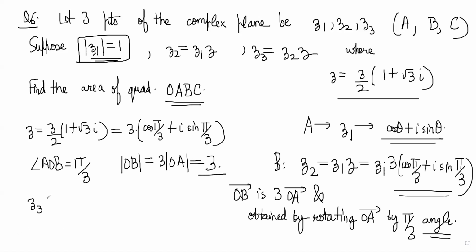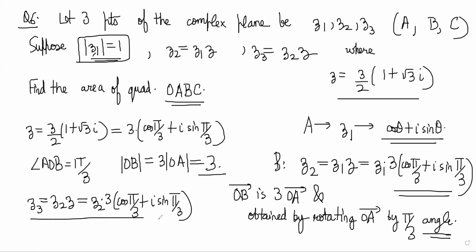Similarly, Z3 is equal to Z2 Z, which is equal to Z2 into 3 cos pi by 3 plus i sin pi by 3. And exactly the same thing happens here, and you figure out that modulus of OC is 9 and angle BOC is also pi by 3. The angle between OB and OC is also 60 degrees.